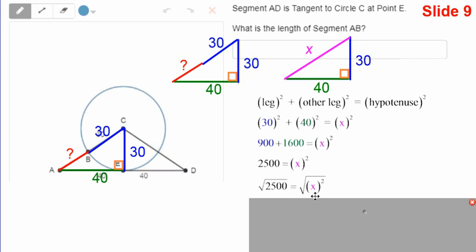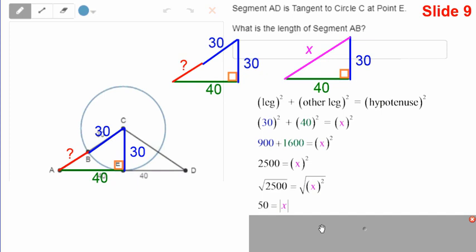When we take the square root of something squared, that turns into the absolute value. Now remember, absolute value measures the distance from 0, which means you're going to the left 50 units, which would be negative 50, and going to the right 50 units, a positive 50. Because this is representing a length for the triangle, we have to go with a positive measurement. So the hypotenuse has to be 50.